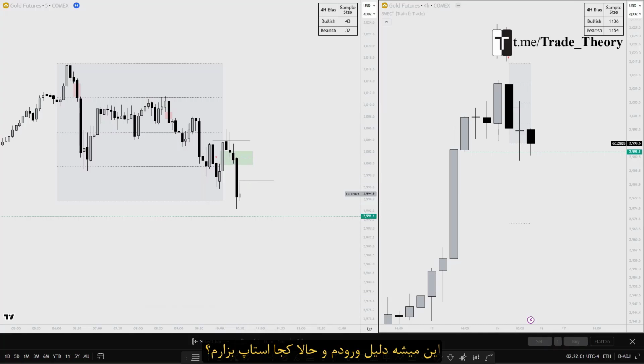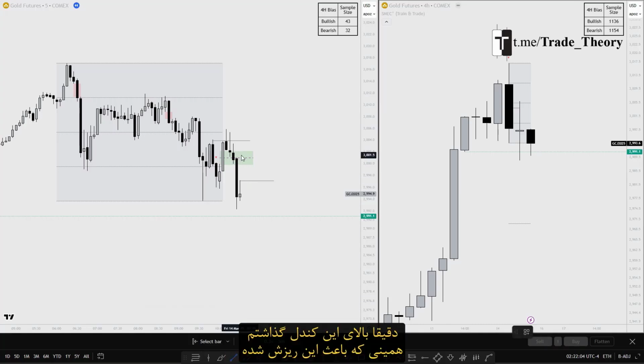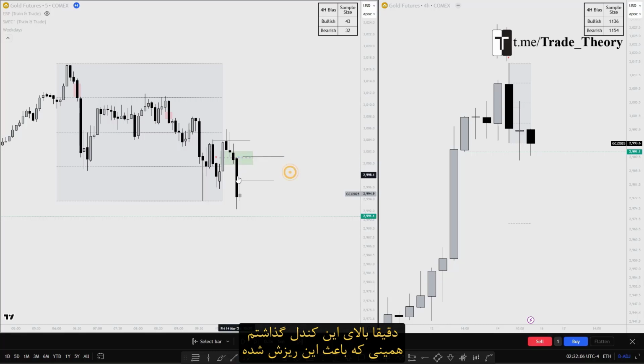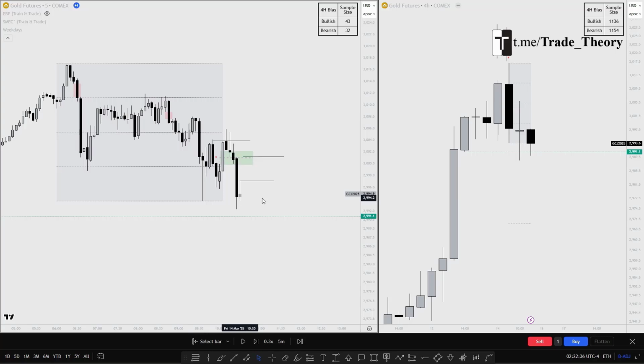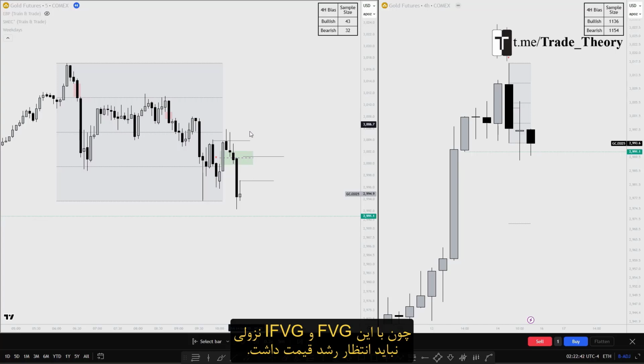Now, where did I place my stop? And you guys are going to see I placed my stop just above this candle's high, the one that broke the low. Now we have this fair value gap, and this is also pretty much right above the fair value gap as well, because typically you don't want to see price rally up when you have these conditions where you have an inverted fair value gap and then you have a bearish fair value gap.